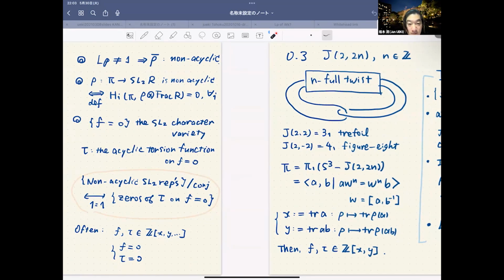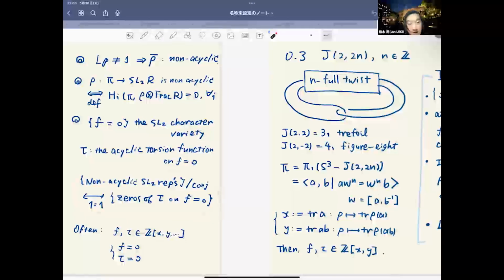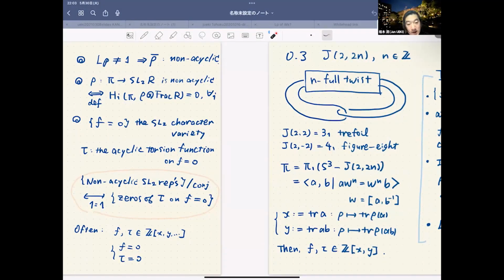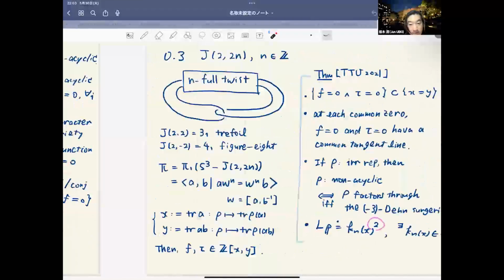The twist knot is defined by the following diagram for each integer n. For example, J(2,2) is the trefoil and J(2,-2) is the figure 8 knot. Its group is given by the following presentation. Let X be trace of A, that is the map from representations to trace rho A, and Y be trace of AB, that maps rho to trace rho AB. Then F and tau are both regarded as polynomials in X and Y.